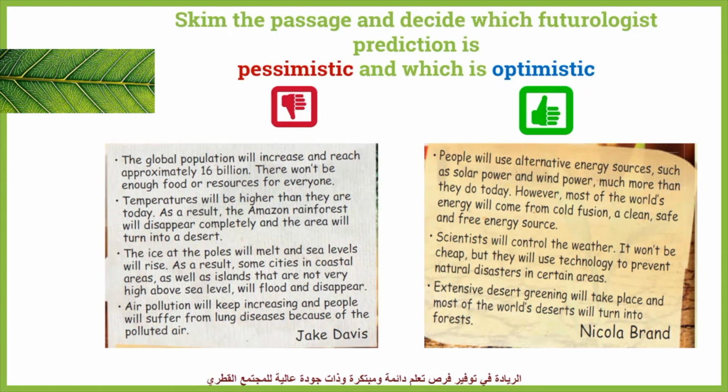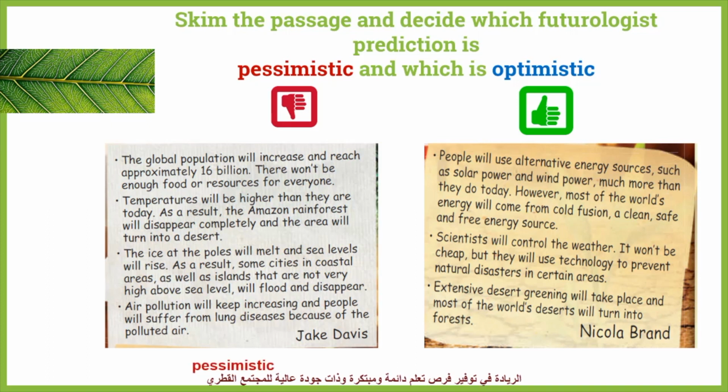I want you now to skim the passage and decide which futurologist prediction is pessimistic and which is optimistic. By pessimistic, we mean which futurologist has a negative view of Earth in the future, and which futurologist is optimistic, which means has a positive view of Earth in the future. So which futurologist do you think has a pessimistic view?